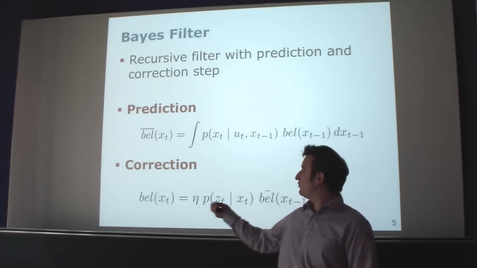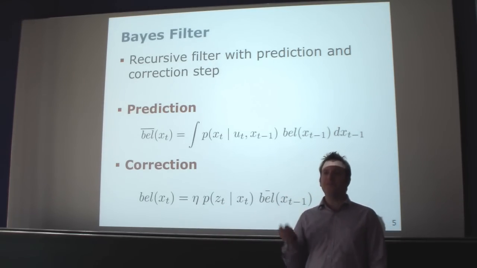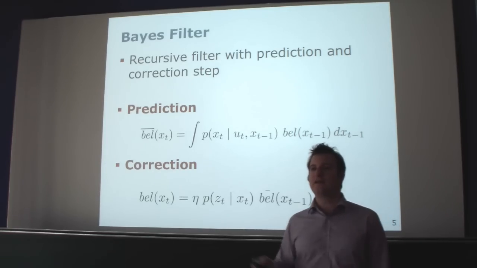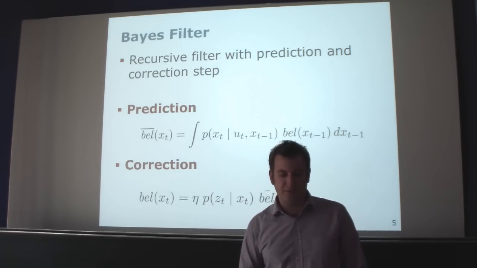And the second step, the correction step, uses the observation in order to correct the prediction we made in the first round.